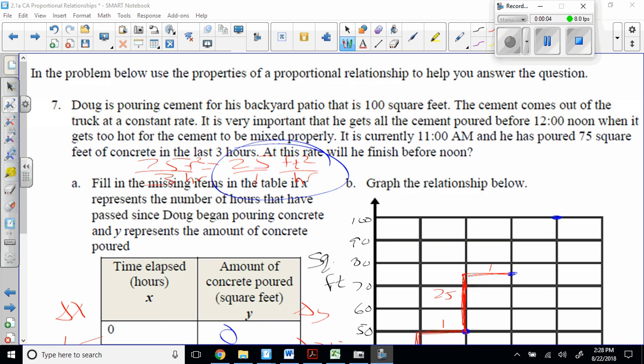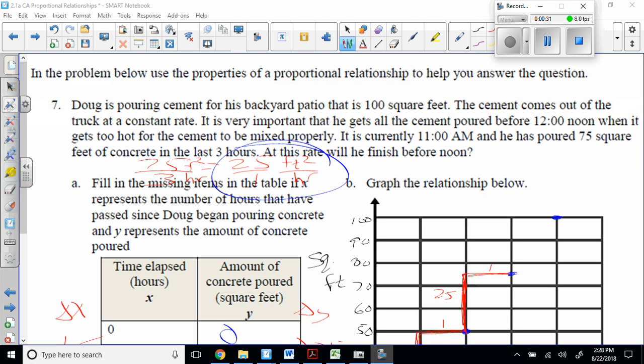A man is pouring cement on a backyard patio that is 100 square feet. The cement comes out of the truck at a constant rate, meaning it's not going to go fast, it's not going to be slow, it's going to be a constant rate poured out of that concrete truck. Now, it's important that he gets all the concrete poured before 12 o'clock because that's when it gets too hot and it starts to affect when the cement's mixed properly.